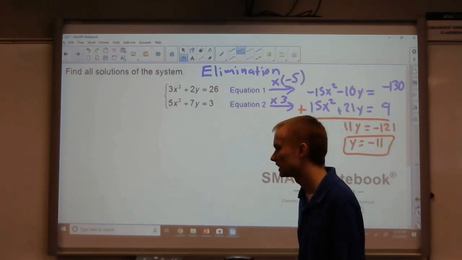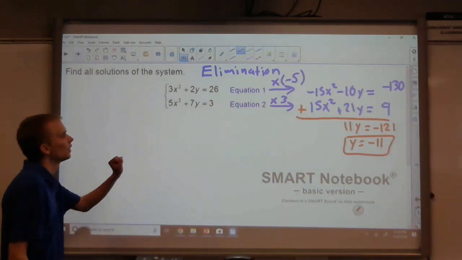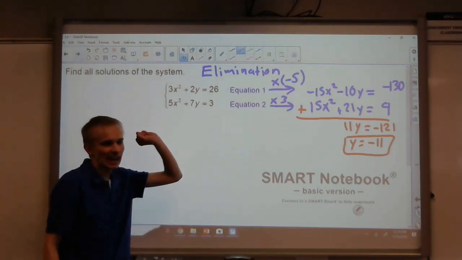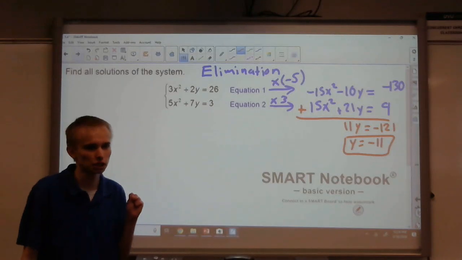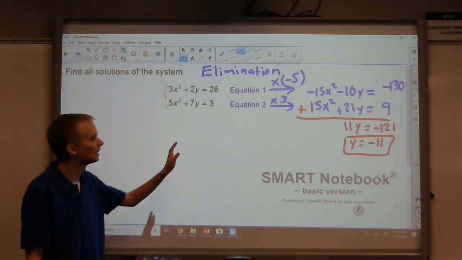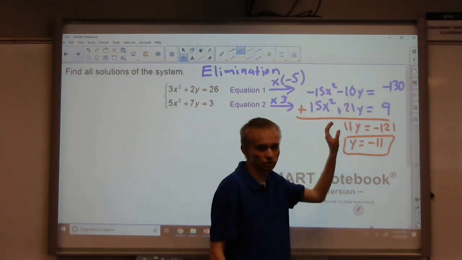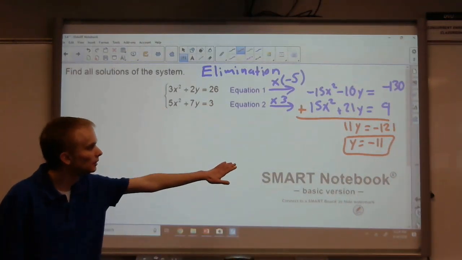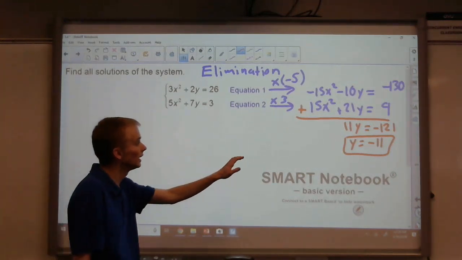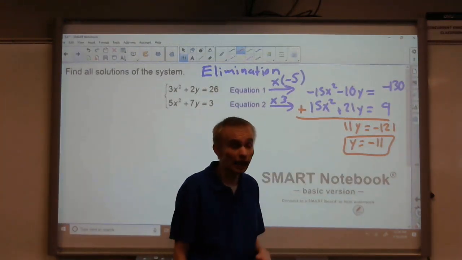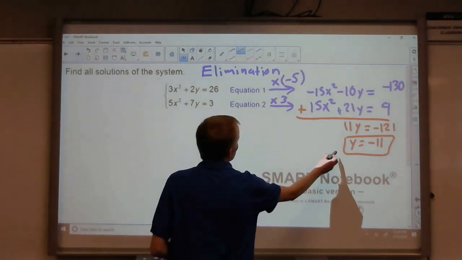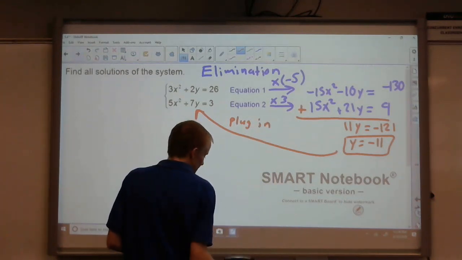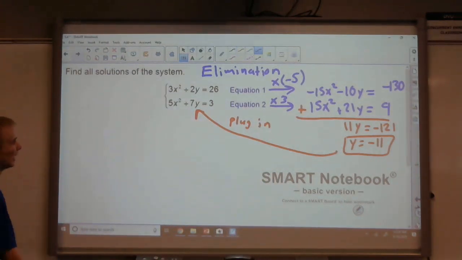So remember, our steps with elimination are you want to get one of the variables to have matching opposite coefficients, right? So that you can add them together and cancel them out, right? Then you solve for the variable in the equation. And now we just need to substitute in this y to figure out what x is, right? I'm going to plug this back in to one of the equations to find x, okay?